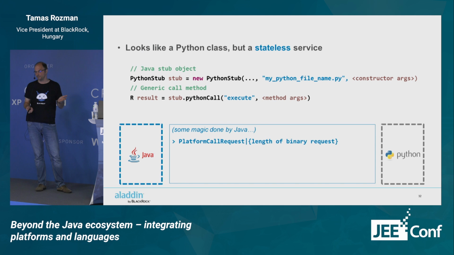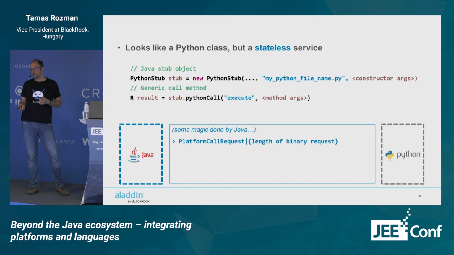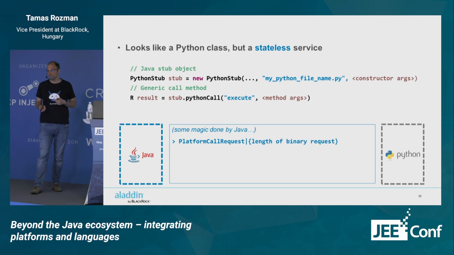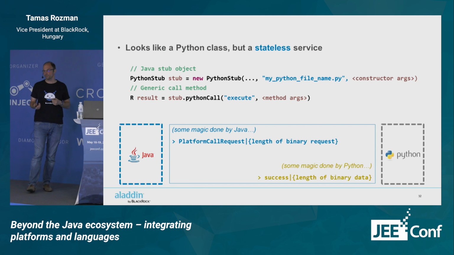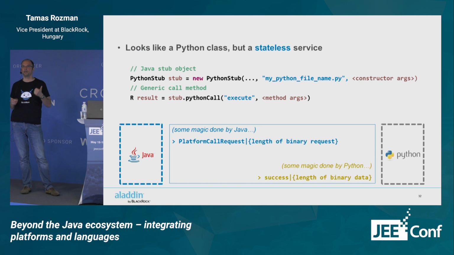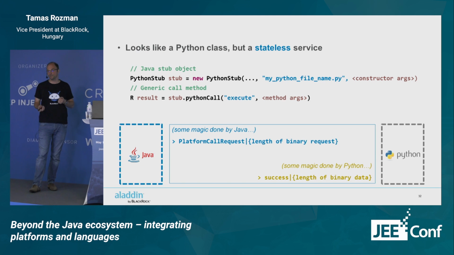How would we implement it? We would build on the previous request handler method. We call it platform call request, and we would add all the class name, the constructor parameters, and the method parameters to the memory map file. On the Python side, we would deserialize the class name, the constructor parameters, and the method parameters, instantiate the class, call the method, and return the result in the memory map file.